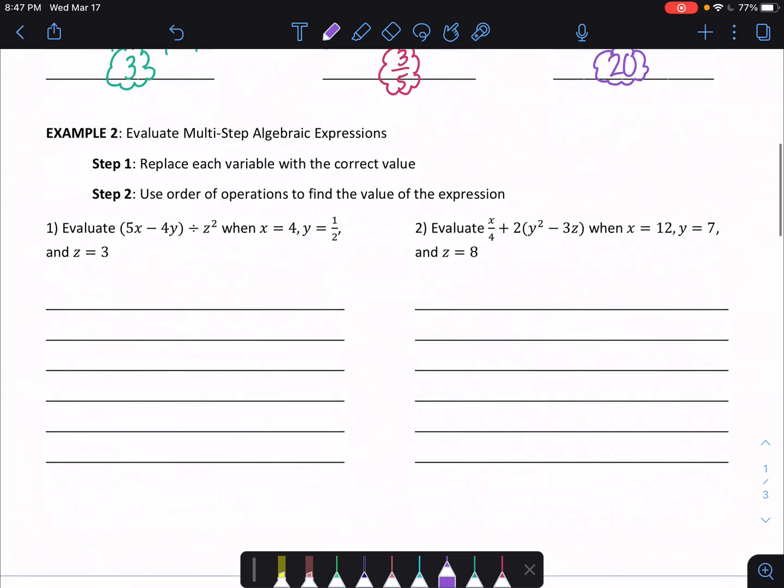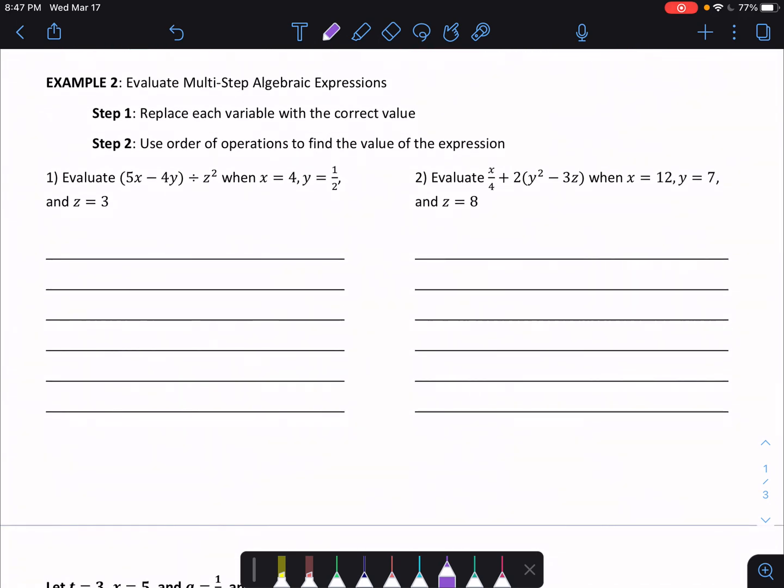In example 2, we are going to expand on this. You can see that there's more lines because there's going to be more to do. There's multiple variables and there's multiple steps. So we're going to take each thing one at a time. The very first step you're going to complete is replacing each variable with the correct value.